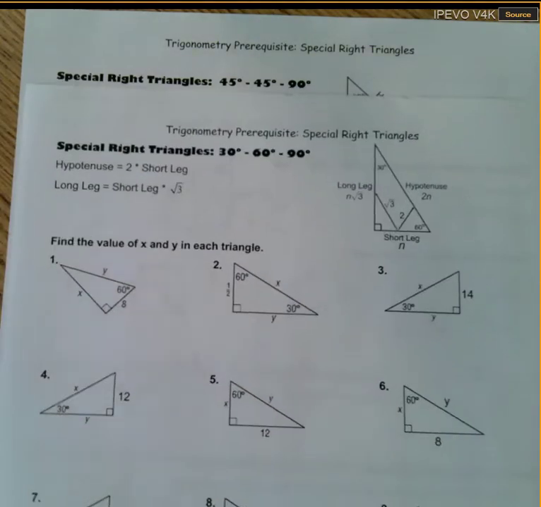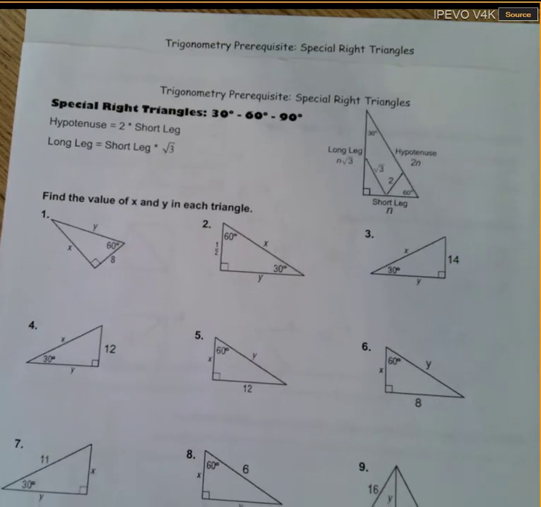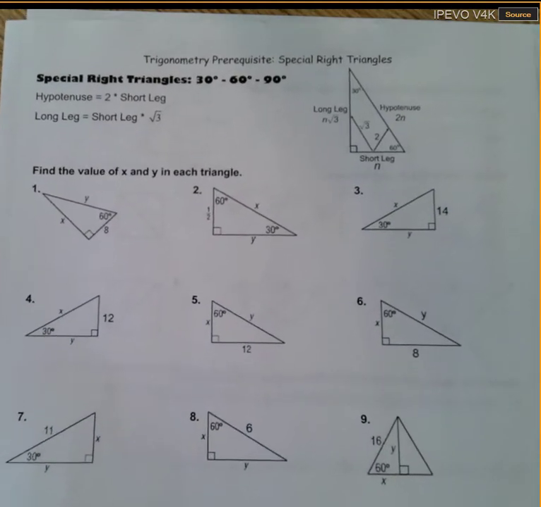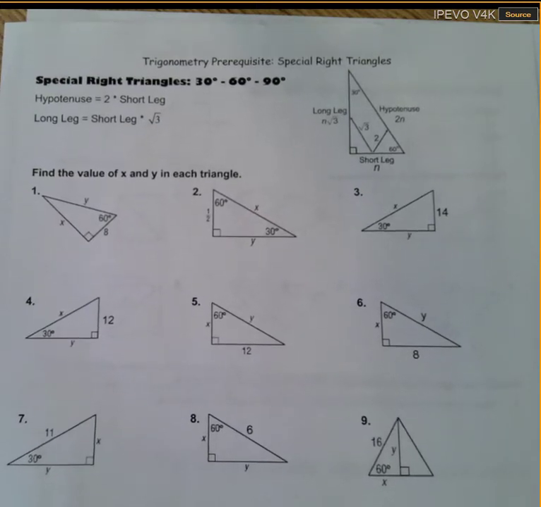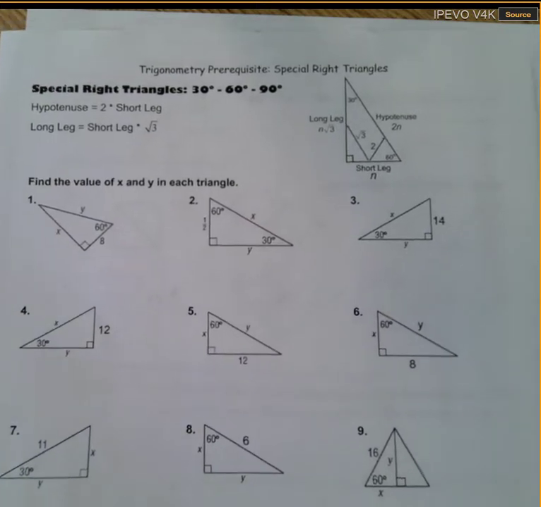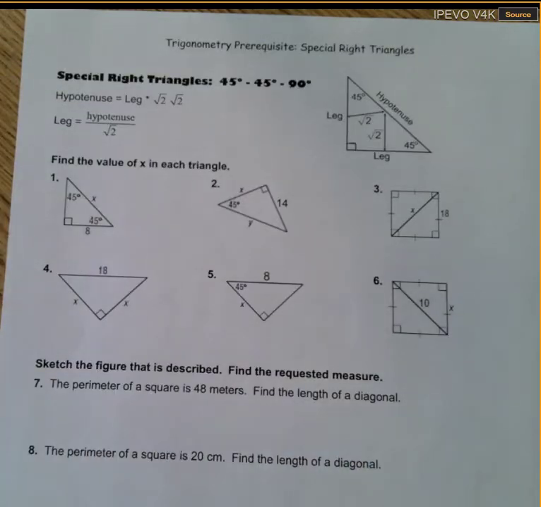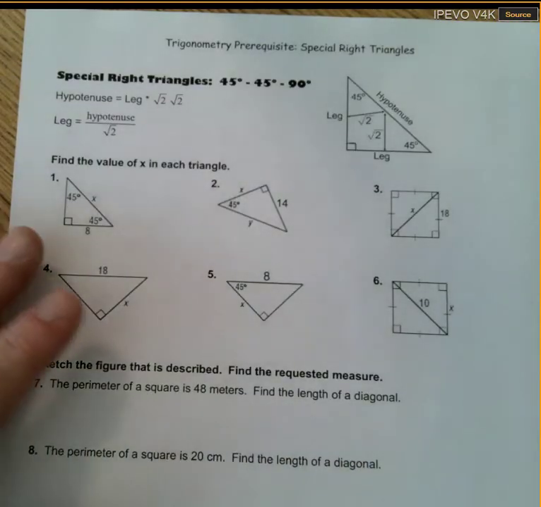In the last video, we talked about 30, 60, 90 triangles and using those special triangle relationships to figure out all the different side lengths and solve 30, 60, 90 triangles. In this video, we're going to deal with 45, 45, 90s.